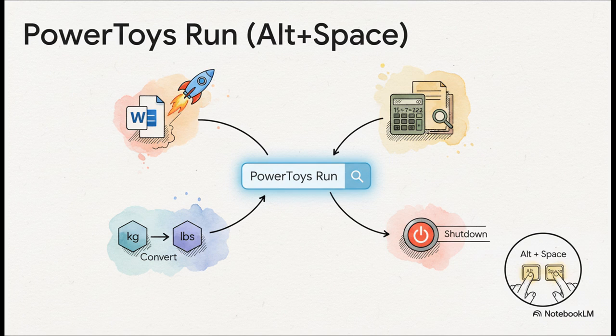Type the name of an app, it launches instantly. Search for a file, it's right there. You can even do quick math, like what's 50 times 3.14? Bam, there's the answer. You can convert units or even type shutdown to turn off your computer. It is incredibly fast and so efficient.